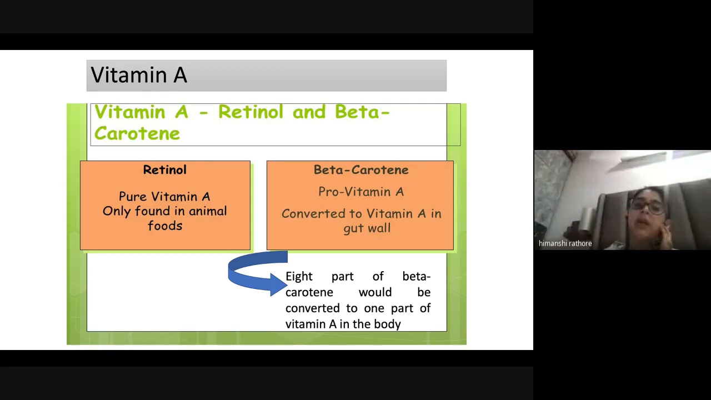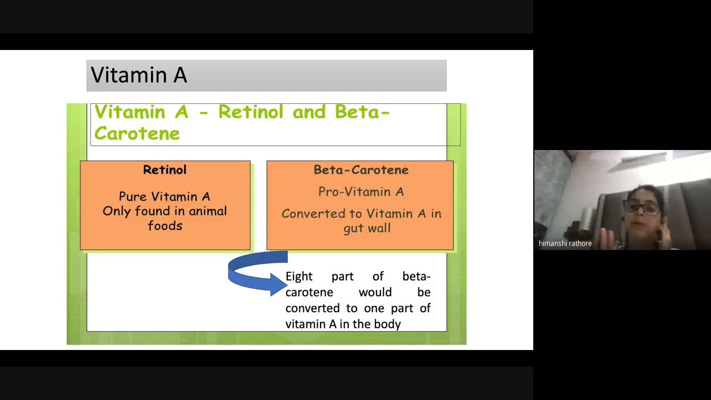Vitamin A beta carotene is present in plant sources, and which food groups are there, we will be discussing later. But I'm telling you that carrots are a beta carotene rich food source because they are red in color. They contain vitamin A, but in which form? In beta carotene form, and beta carotene cannot be absorbed by the body as such. First, it has to be converted to vitamin A, that is retinol. They have to be broken down into retinol, and then only the body can absorb these.